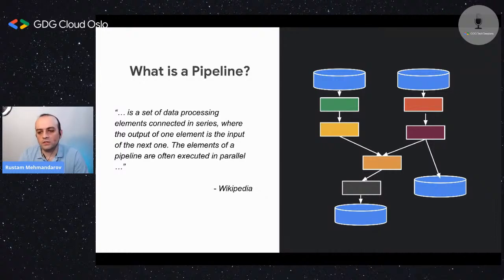The official explanation is that it's a set of data processing elements connected in series, where the output of one element is the input of the next one. So basically, you're done with something and you put it into something else. It is usually described as a directed acyclic graph. Directed, so there is a direction and you can't go back, and also there are no cycles, so you cannot go into a loop.